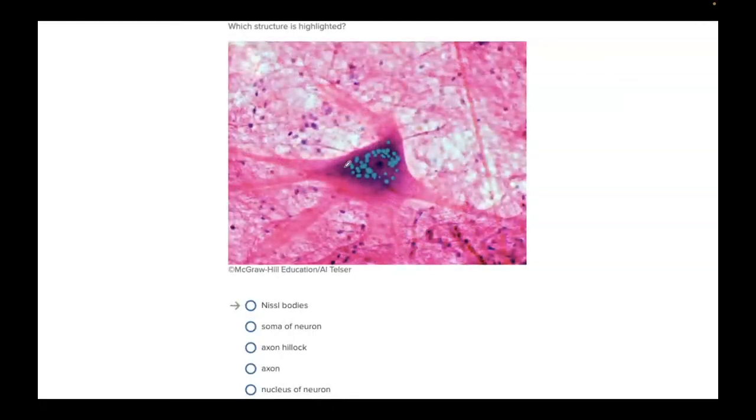Okay, so now you can see the neuron again, now that your eyes can see it. Now it's looking at those little vesicles on the inside. Those are the Nissl bodies.